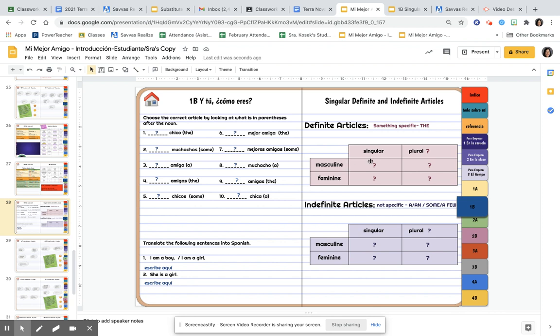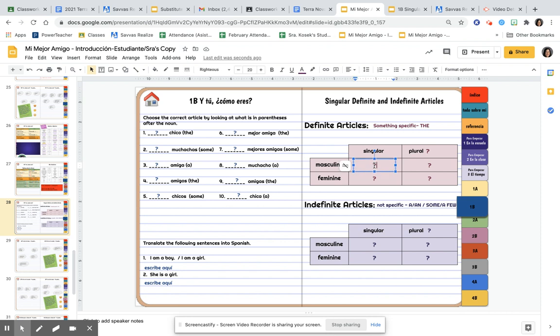So you kind of have to drag your 2 fingers to the chart. Masculine can be either singular or plural. Singular and plural can each be either masculine or feminine. We've talked about this a little bit before, so some of you are already on this. What does plural mean?